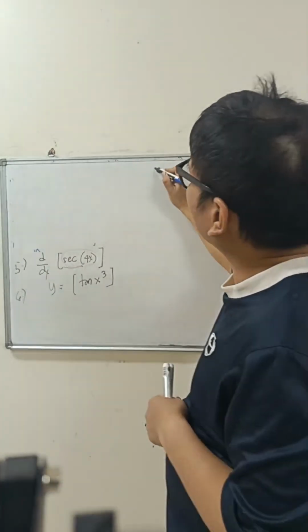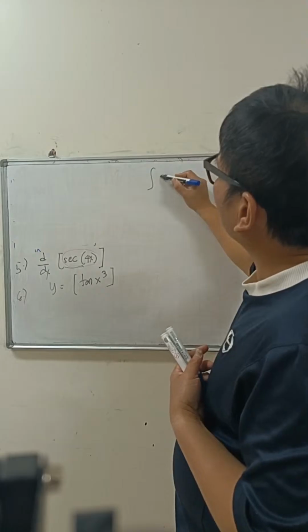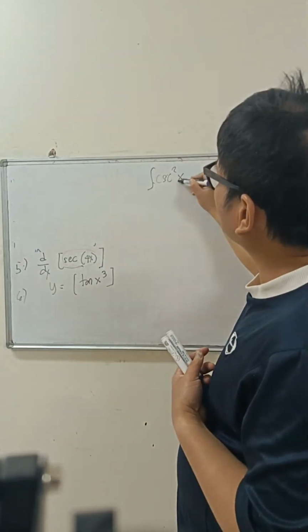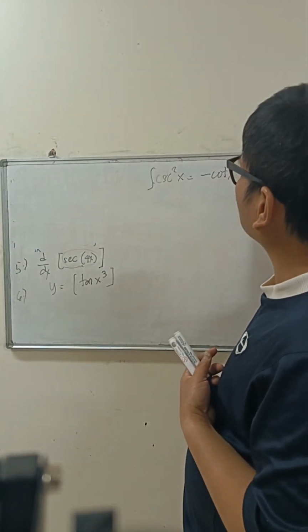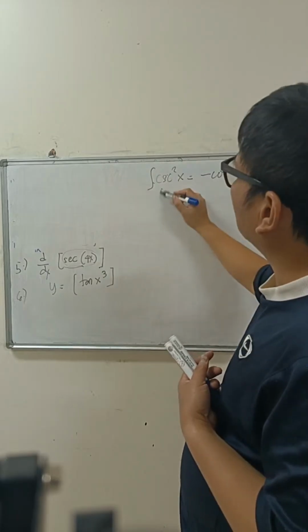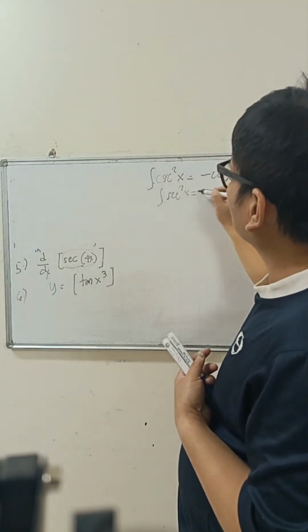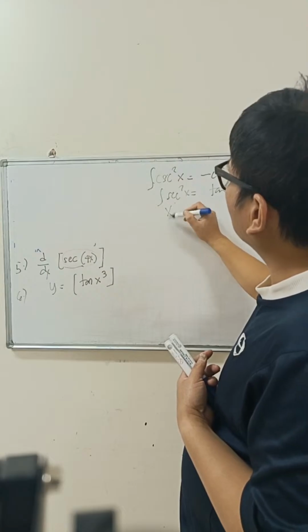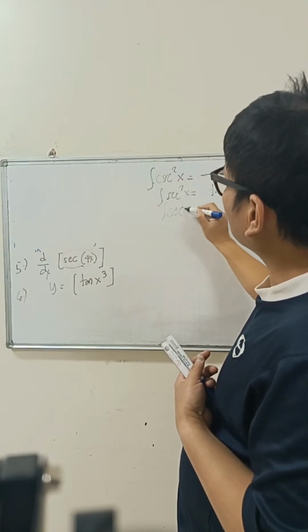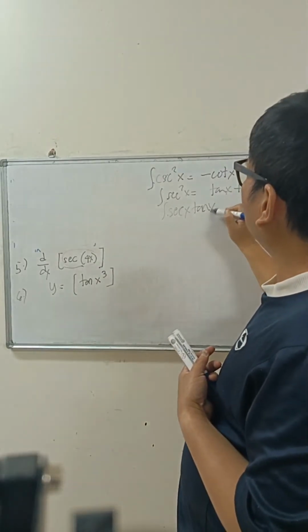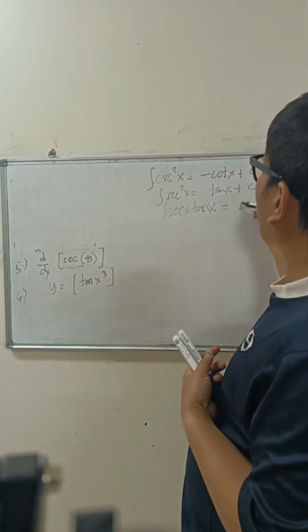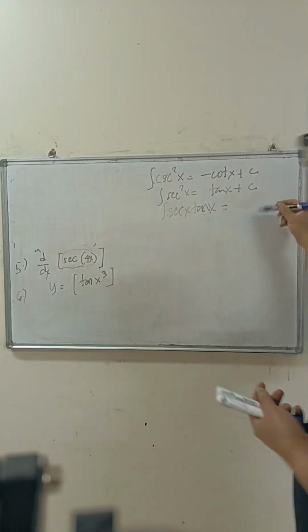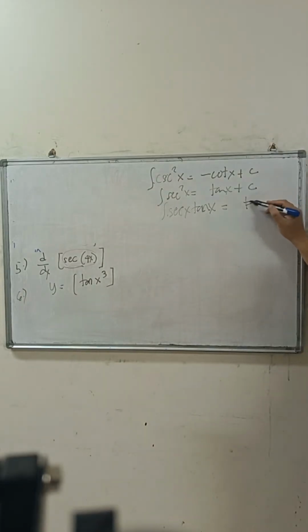O, itong integral of, let's say, cosecant squared x, di ba, is negative cotangent x plus c. Okay? So, secant squared x tangent x plus c, di ba? Okay, then if you say integral of secant x tangent x, di ba, is equals to secant squared x. No? Di ba? Tama ba? Okay, get the point.